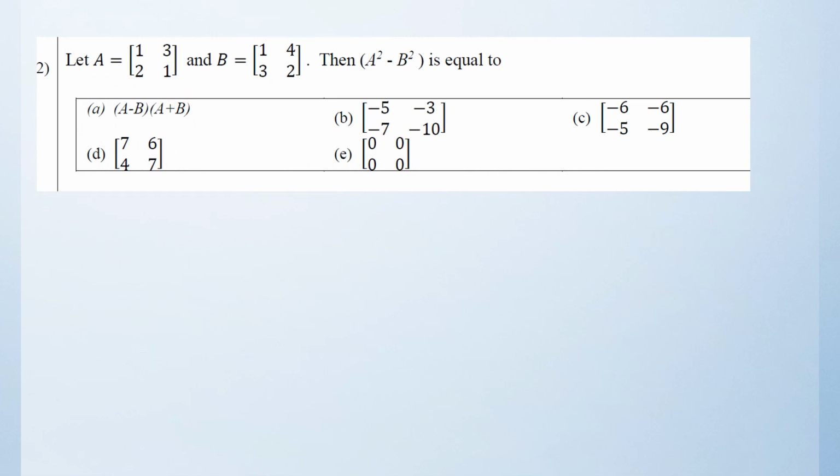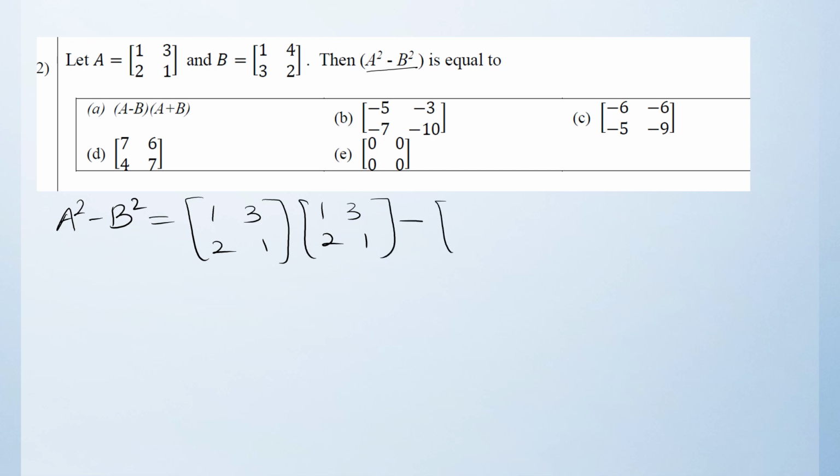Question number 2. Here we have two square matrices of the same order, 2 by 2, and we have to simplify A squared minus B squared. Definitely it will be a unique answer out of B, C, D and E. So let's simplify it. A squared minus B squared. A squared is the multiplication of A by itself, 1, 3, 2, 1, minus B squared, also the multiplication by itself, 1, 4, 3, 2.